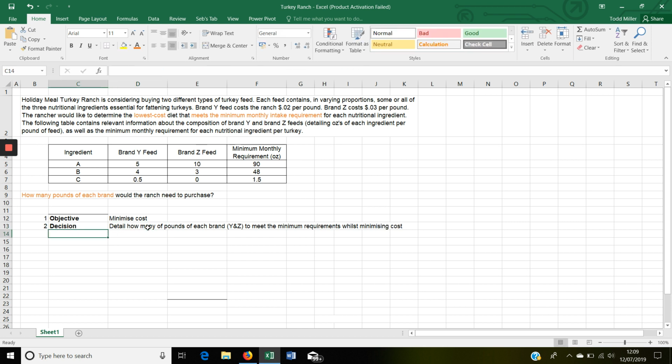Here we also want to detail our decision variables. So what we're trying to do is look at how many pounds of brand Y feed and how many pounds of brand Z feed we shall use. So these will be our decision variables.